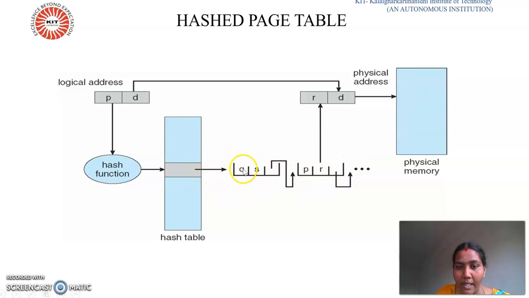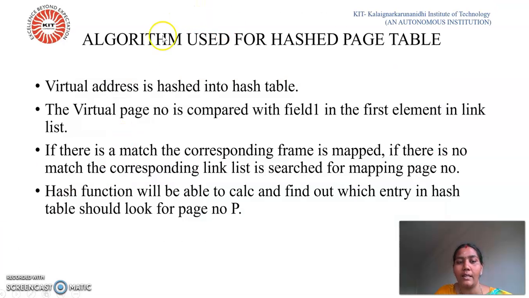First you are searching for page P. No, it is not present. Yes, over here it is present. So the corresponding frame number is retrieved and the displacement value is taken over here. So in this frame, under this displacement, your page P is present. This is what is explained in the algorithm. The virtual address is hashed into the hash table. The virtual page number is compared with field 1. Yes, we have compared and then we got the resultant value.